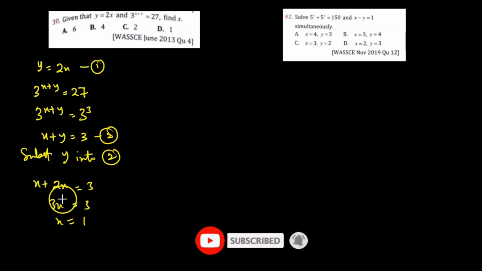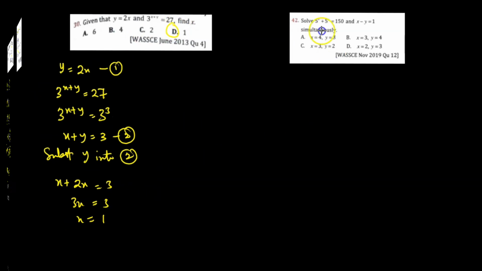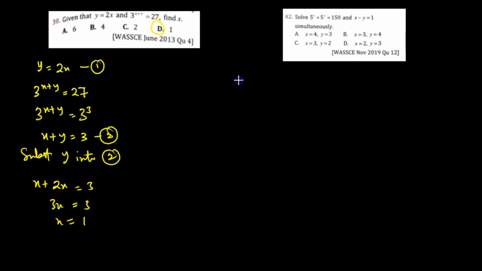So 3x must be equal to 3, and dividing both sides by 3, x will be equal to 1. So since the question was asking for the value of x, I need not solve for the value of y. So x value is 1, which is possible answer D. Now there's another simultaneous equation here. We have 5 to the power x plus 5 to the power y equal to 150. That is one equation, and the other equation is x minus y equal to 1.